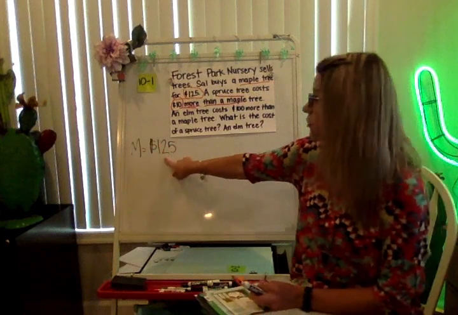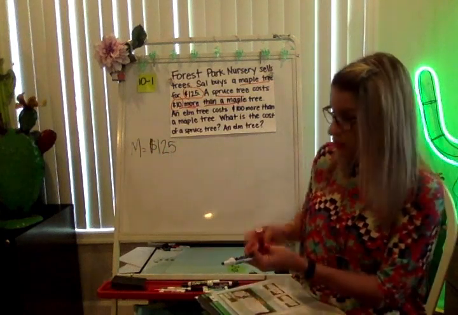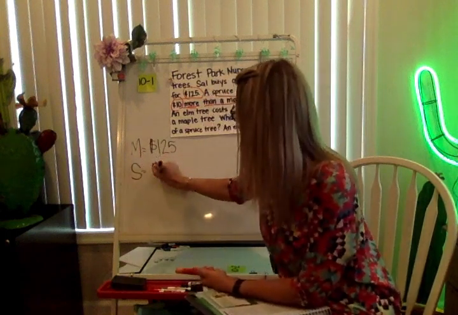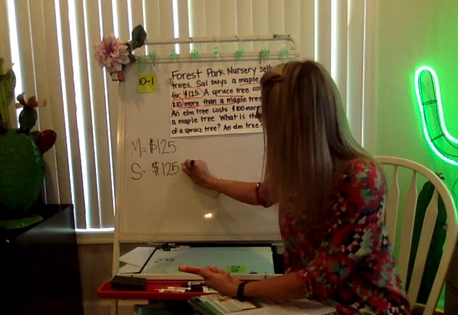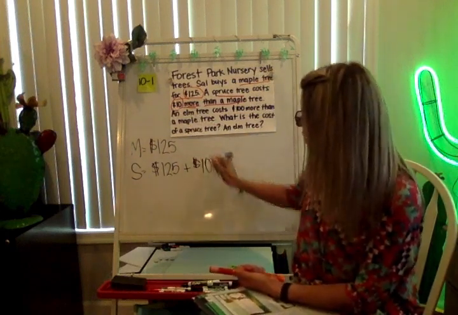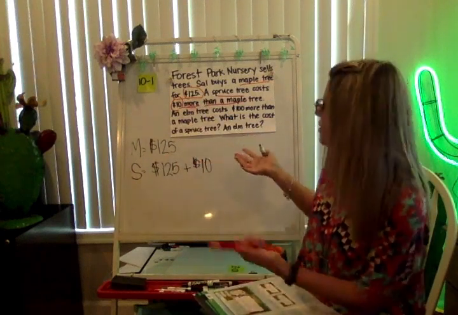We know that the maple tree costs $125. So if we're trying to figure out the cost of that spruce tree, we're going to say, hey, spruce, you are $125 plus the $10. We know that it's addition because it's talking about adding more than the other number that's there.